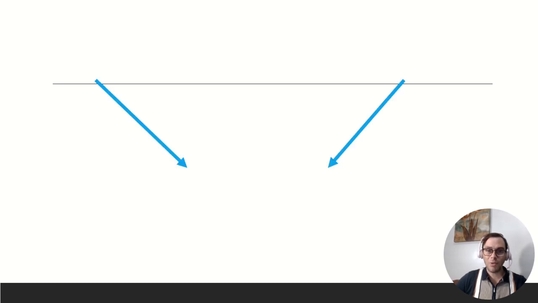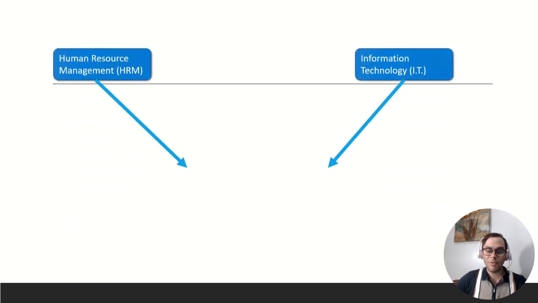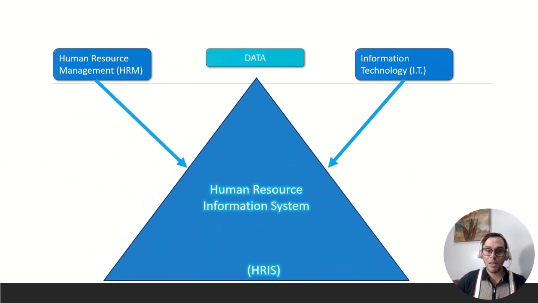According to Tannenbaum, we have two departments, human resources and information technology, and what relates them is no other than the data. The data that relates human resources and information technology can be used through an HRIS, or a human resource information system.